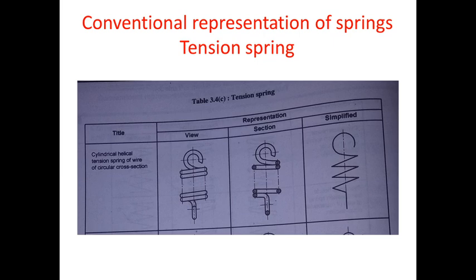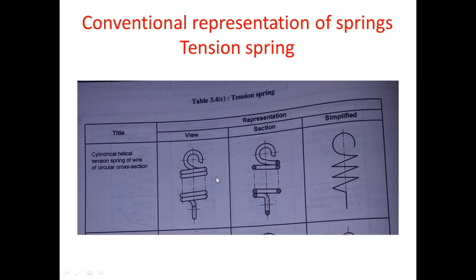So we will see all the springs one by one. The first is the tension spring. In this figure, that is figure 1, it is the real or pictorial view of a tension spring which is having its cross section as cylindrical. So this is a cylindrical helical tension spring of wire of circular cross section.